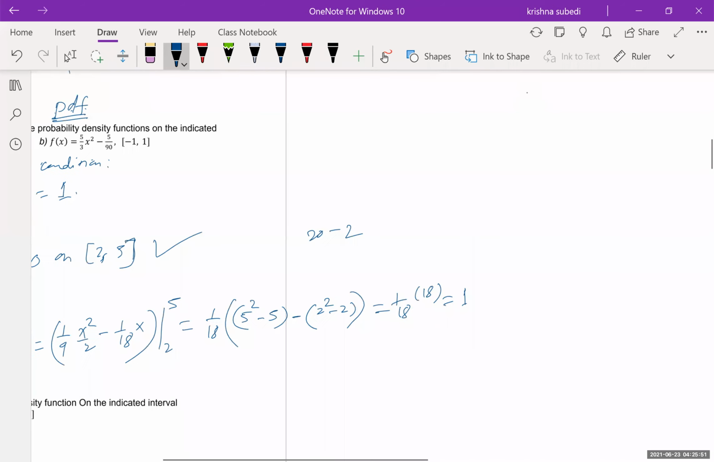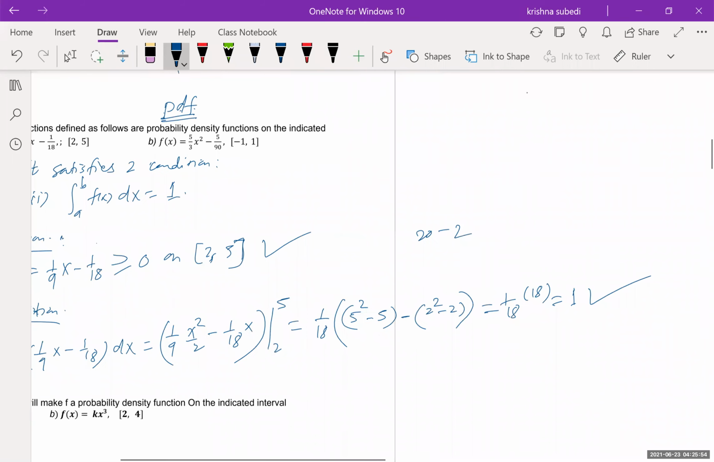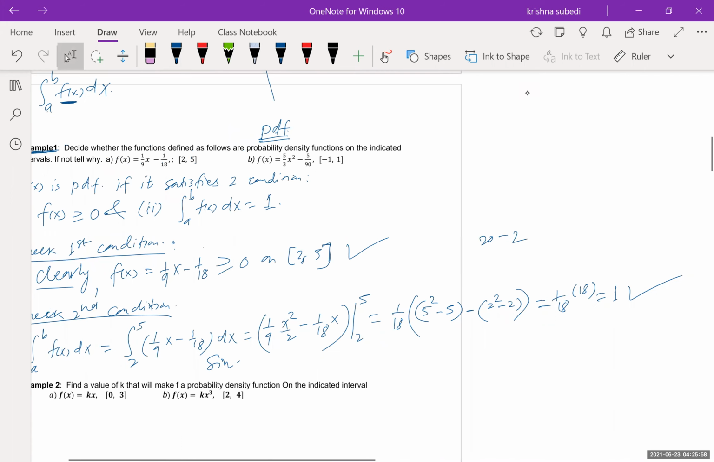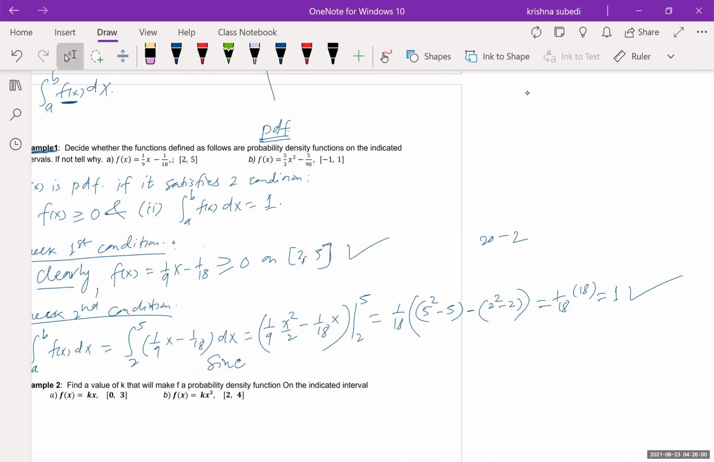Okay. So since f of x satisfies both conditions, it is a PDF. It is a probability density function. Any question?